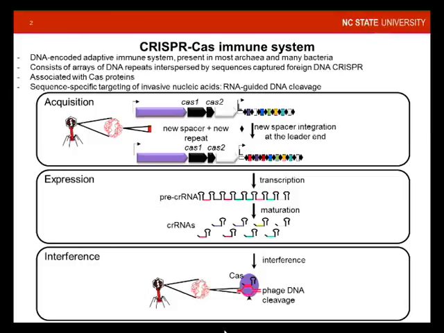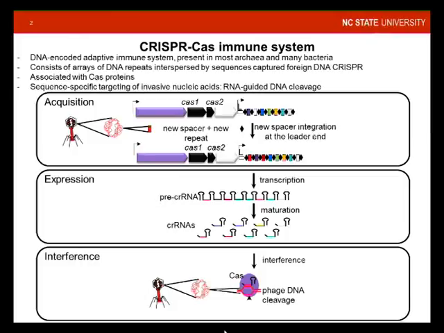Subsequently, this locus, composed of repeat spacer arrays, is fully transcribed in the expression stage as a full-length pre-CRISPR RNA transcript, pre-cRNA transcript, which is then subsequently processed and matured into small interfering RNAs that typically contain a single targeting spacer sequence and two partial pieces of a CRISPR repeat.